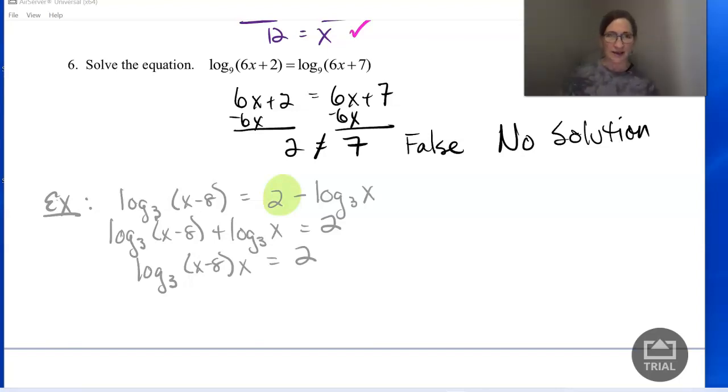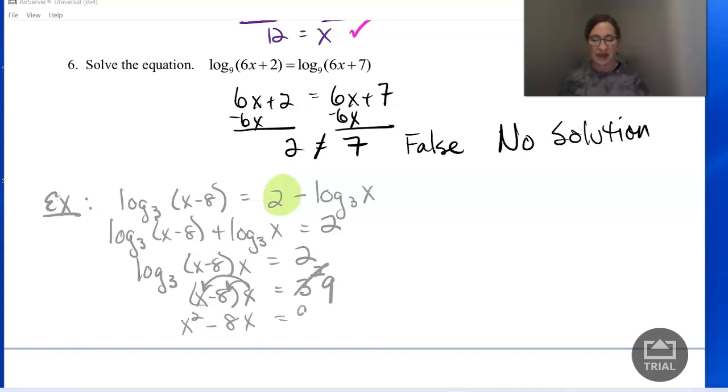I'm going to take this and put it in exponential form. So this is going to be x minus 8 times x is equal to 3 raised to the second power. The base of the log becomes the base of my exponent. All right, well, 3 raised to the second power is just 9. I'm going to go ahead and distribute this x. So I get x squared minus 8x equals 9.